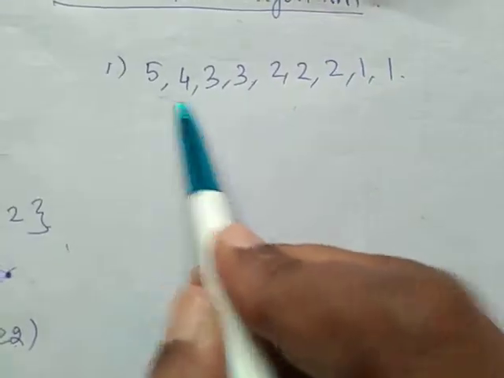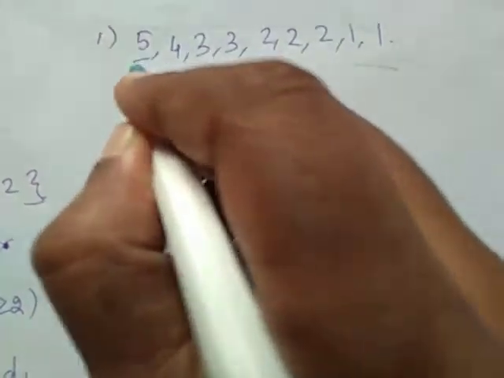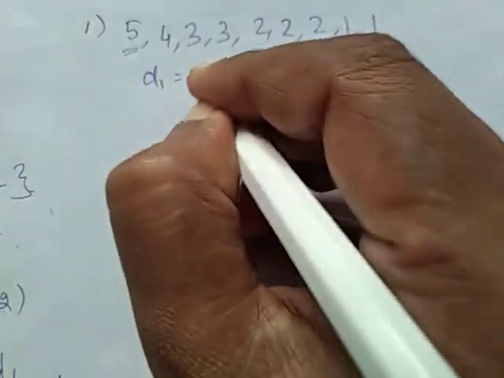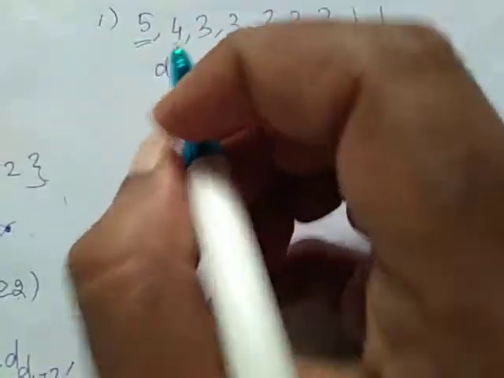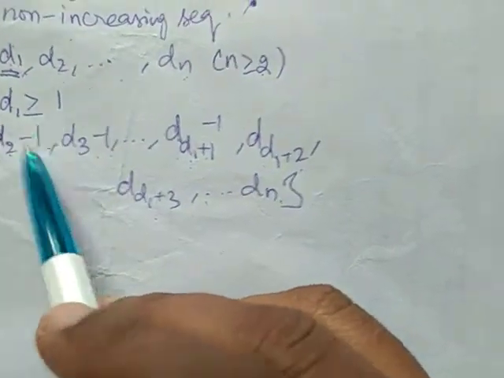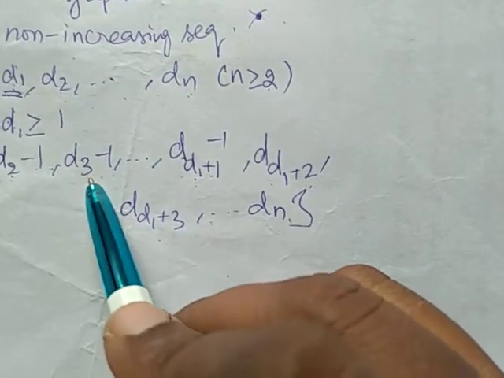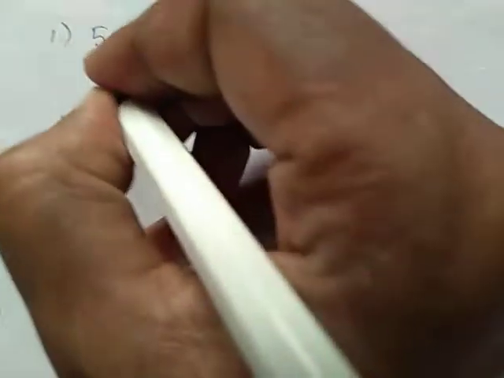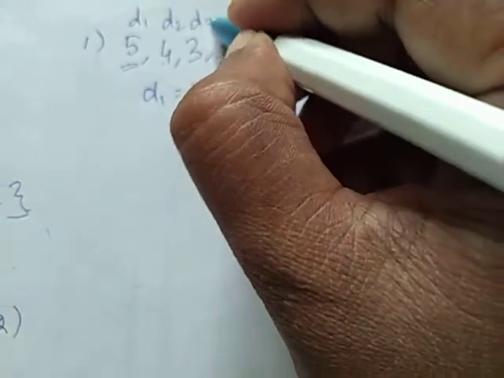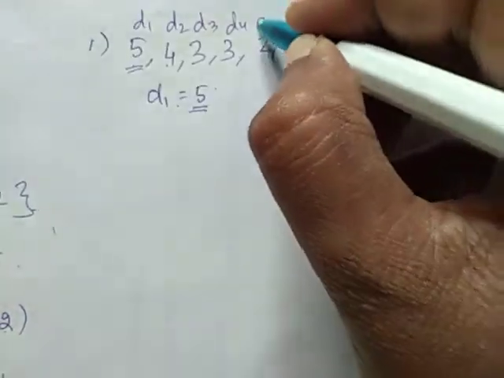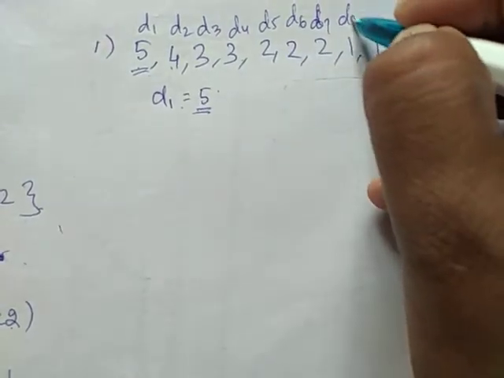So it is in decreasing order. So this is a non-increasing sequence. What is the value of D1? D1 is 5. So what is our formula? D2 minus 1. D2 means 4. Fine. D2 minus 1, D3 minus 1, etc. So this is D1, D2, D3, D4, D5, D6, D7, D8, D9.